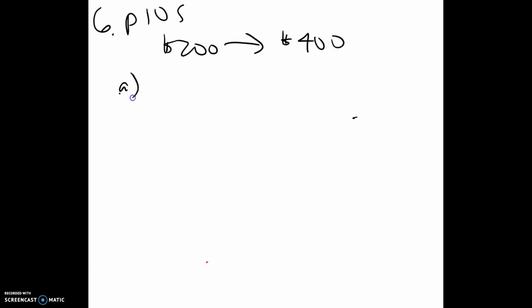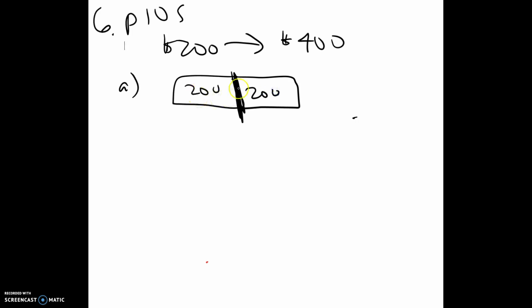Okay, so let's look at number 6, still on the same page, page 105. Okay, so a price of an item goes from $200 to $400. All right, so it goes from $200 and now it's going to $400. Okay, A. There was a 100% increase in price. So if you think about it, it was $200 and now it's worth another $200. So that is a 100% increase.